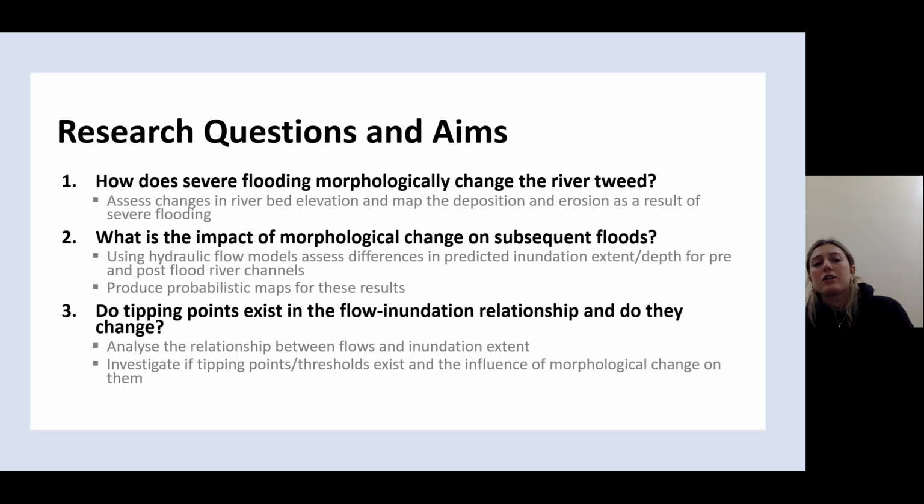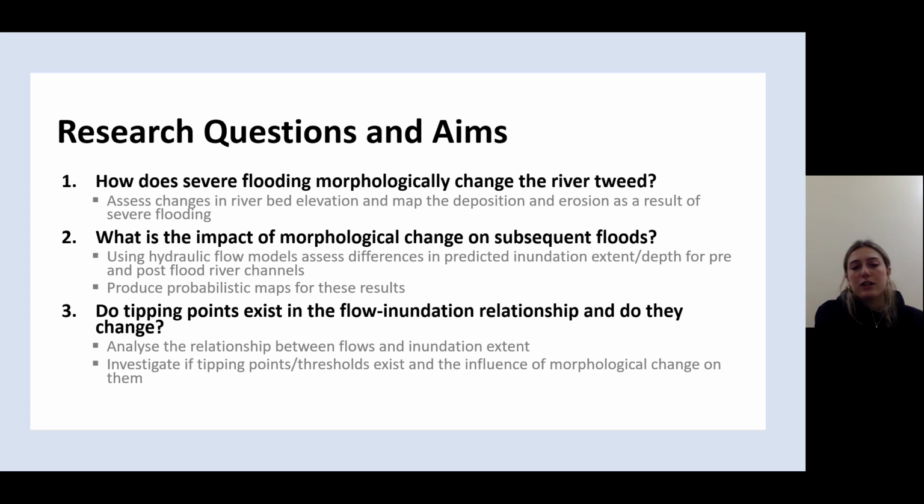The second research question is, what is the impact of morphological change on subsequent floods? And to answer this, hydraulic flow models based on river channel morphology for pre and post flooding will be used to predict the inundation extent and inundation depth. From these results, probabilistic maps will be produced.